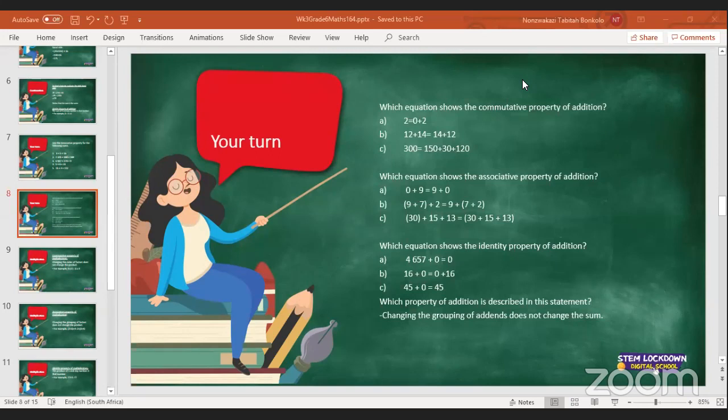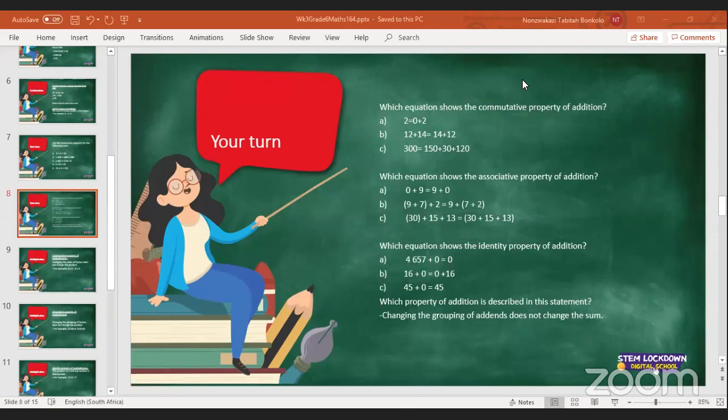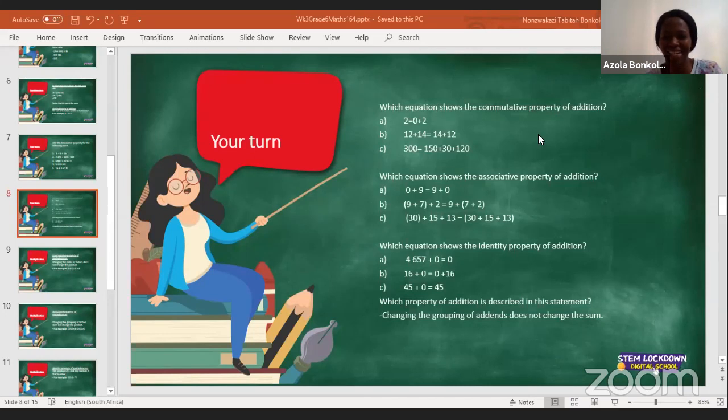Ma'am, I think it's D, ma'am. Why do you think it's B? Ma'am, because 9 plus 7 in brackets plus 2, ma'am, equals 9 plus 7 plus 2 in brackets, not with the 9, ma'am. So, ma'am, I think it's D, ma'am. I understand. Yes, ma'am. All right, B is the correct answer.